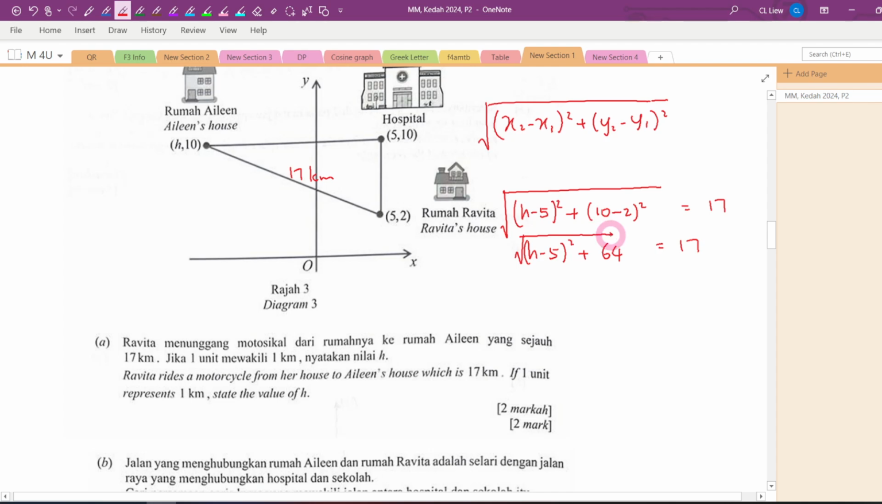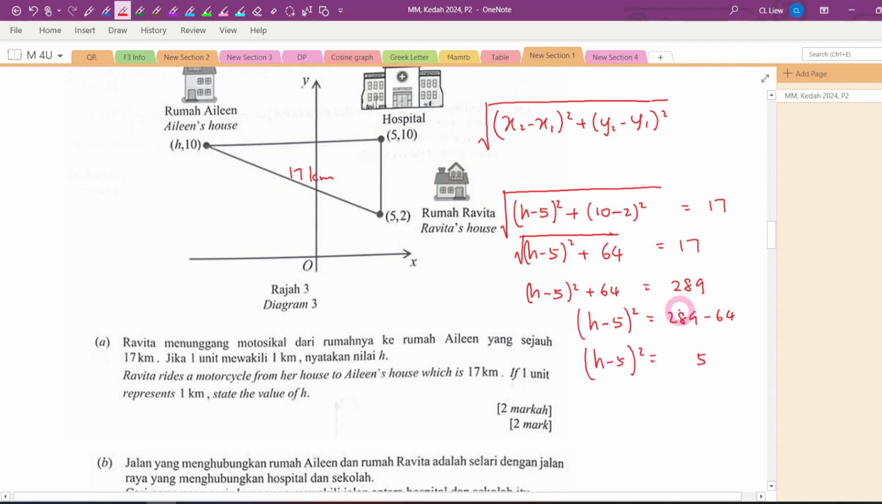Now I want to get rid of this square root sign. What should I do? Square both sides. So I square both sides, no more square root sign. We do the same thing for both sides. Here you will get 289. So (h minus 5) squared is equal to 289 minus 64.